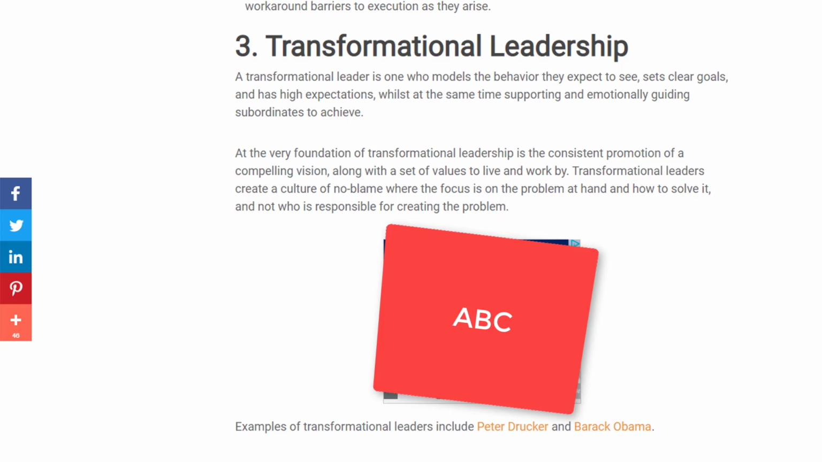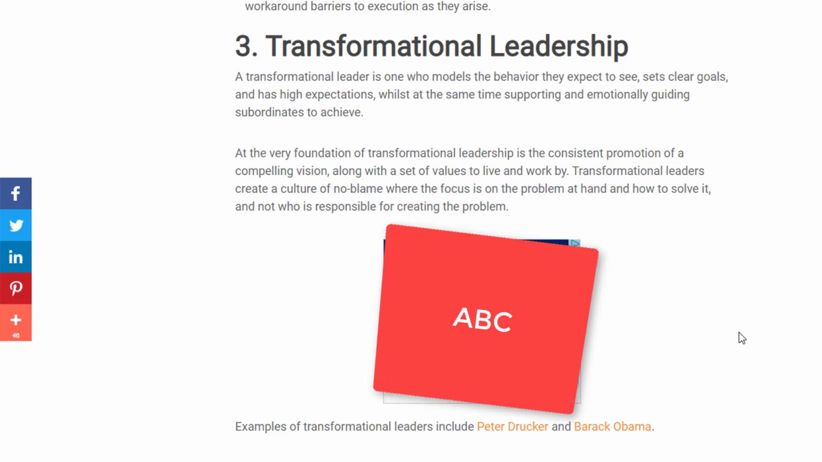Transformational leaders create a culture of no blame where the focus is on the problem at hand and how to solve it, and not who is responsible for creating the problem. Some examples of this leader they have is Barack Obama. He's a good example of that. So what I'm saying is that the transformational leadership, he or she rise above the average person.